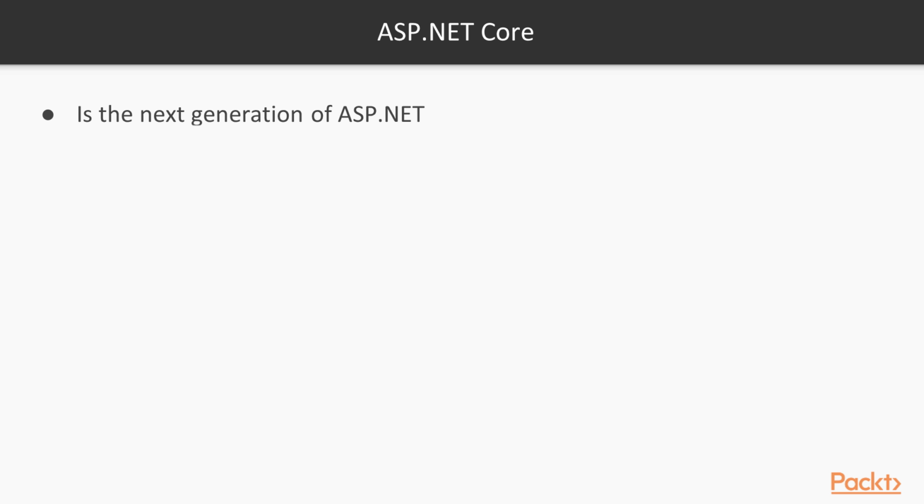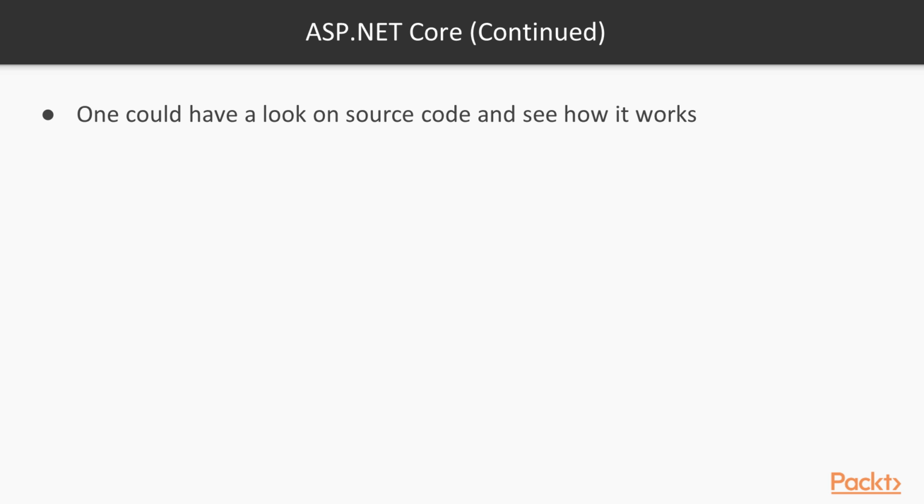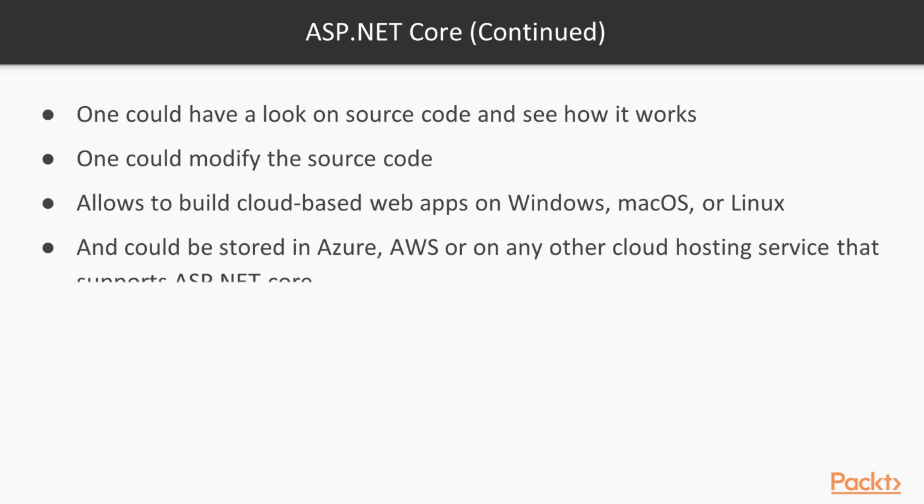ASP.NET Core is the next iteration of ASP.NET. This was first released just in 2016, and it is an open source framework, which is great. That means you can go take a look at the source code yourself to see how it works. You could actually contribute to the source code to make it look better or work better. And it's a framework that lets you build cloud-based web apps on Windows, Mac OS, or Linux. So any of those three operating systems will work, and you can even store it in Azure or AWS or whatever cloud hosting service you have that supports ASP.NET Core.